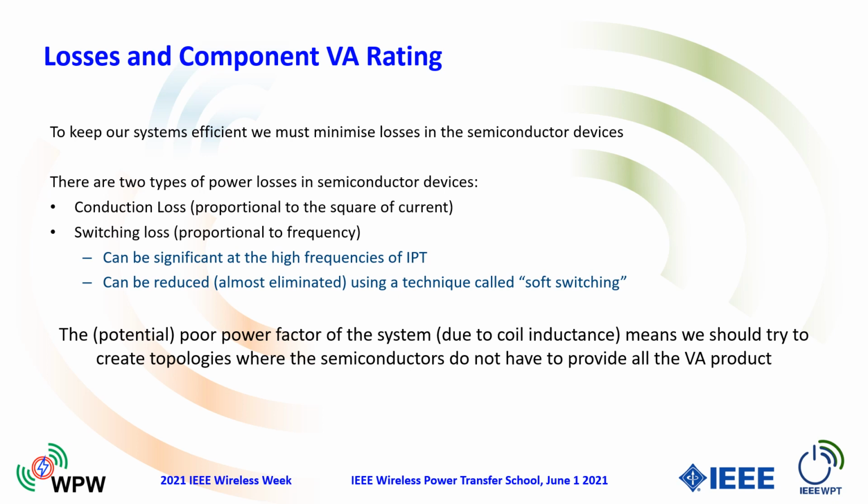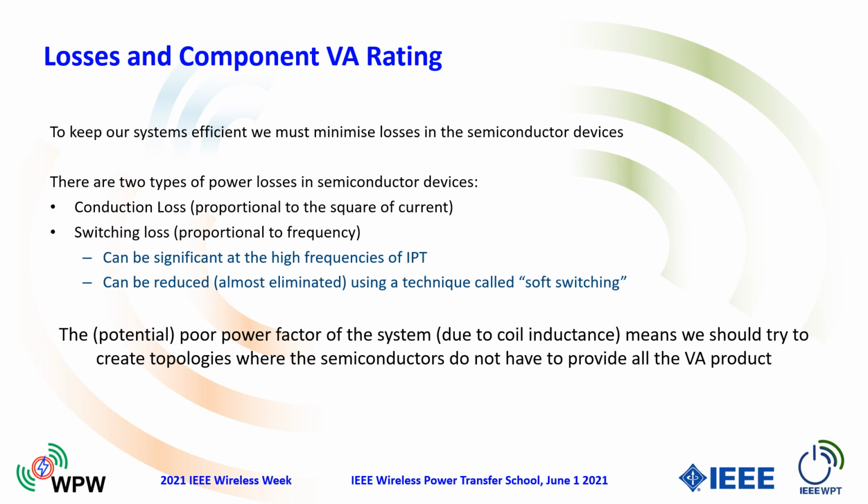One of the ways of doing that is to move to wide bandgap components. So we use a lot of gallium nitride and silicon carbide in these designs. Switching loss in particular can be a problem. It's proportional to frequency, of course. So as you go to megahertz, switching loss can be a real issue. We try and reduce or almost eliminate that by using soft switching.